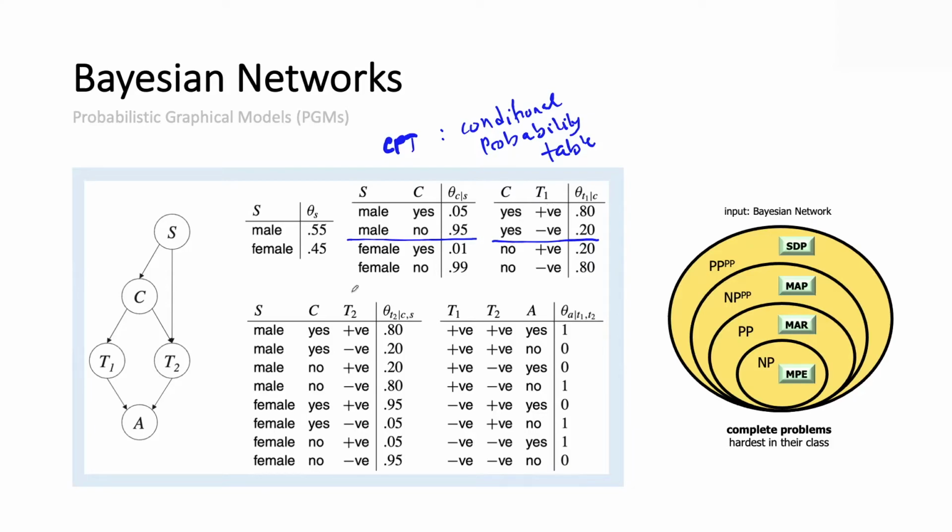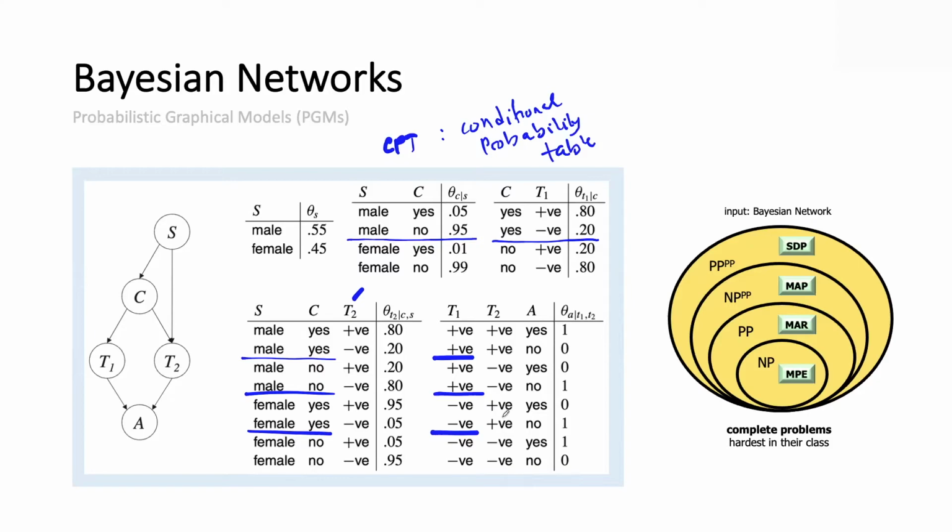For this CPT here, for this variable, how many distributions are embedded in this table? 4. Very good. Because for every combination of S and C, I do have one distribution: this is one, this is another, this is third and fourth. And you can see for this variable here, which effectively is checking whether T1 and T2 agree with each other or not, I also have basically 4 distributions, but these distributions are 0, 1, because this CPT is encoding a logical constraint.